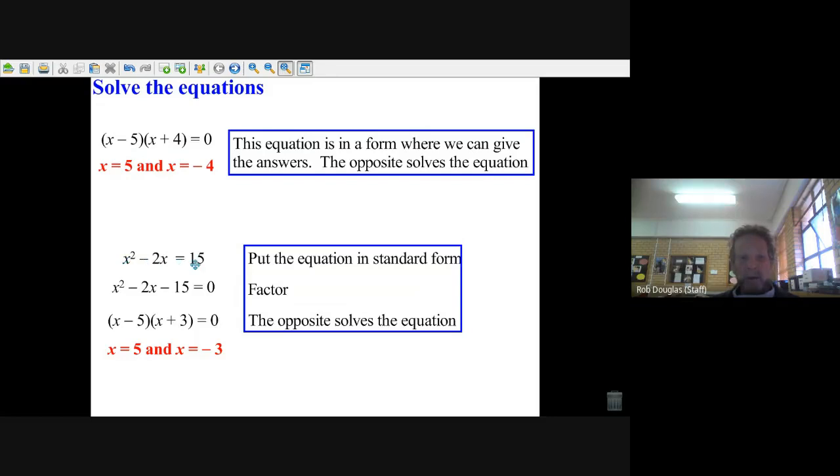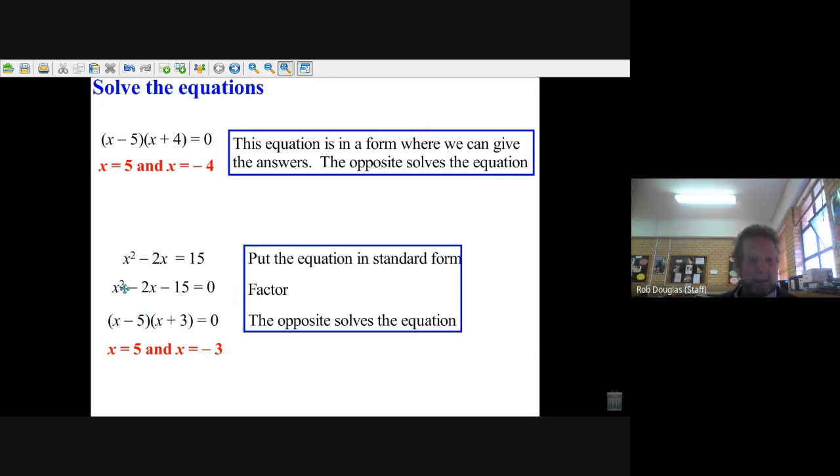But say you had a question like this. Well, the first thing you have to do is put it in standard form, that makes it look like the one above with 0 on the right-hand side. So you subtract 15. Then you put two brackets, and it's time to factor.